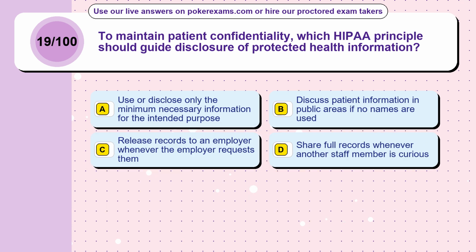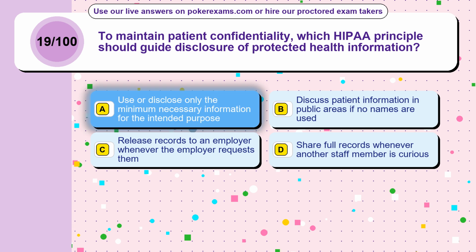Question 19. To maintain patient confidentiality, which HIPAA principle should guide disclosure of protected health information? Option A. Use or disclose only the minimum necessary information for the intended purpose. Option B. Discuss patient information in public areas if no names are used. Option C. Release records to an employer whenever the employer requests them. Option D. Share full records whenever another staff member is curious.